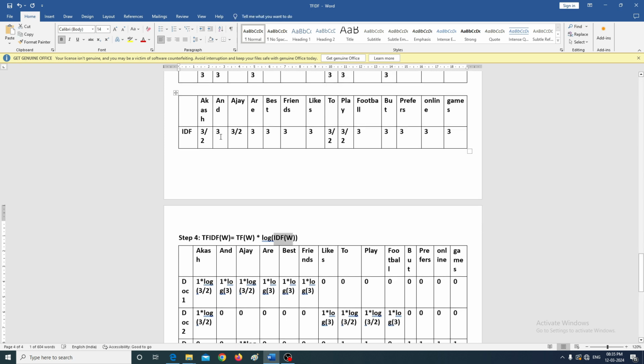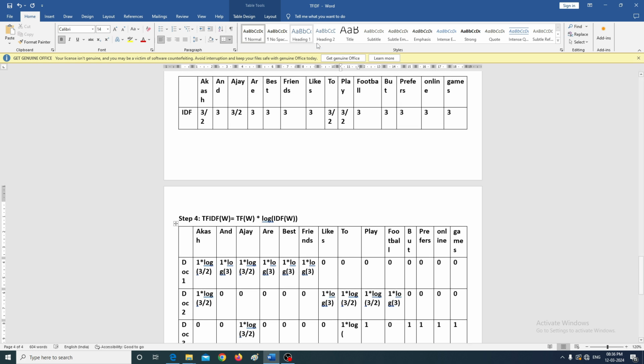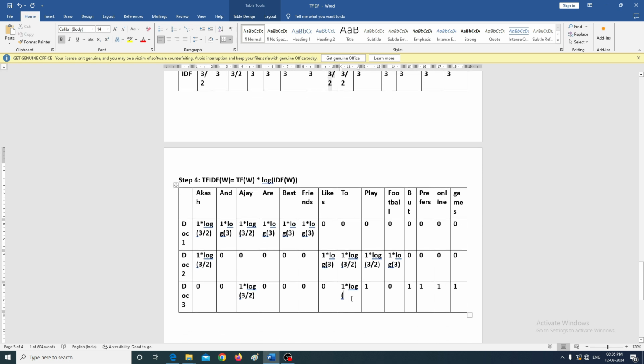IDF of Ajay word is 3 by 2. So 3 by 2 I am placing here. And I am not going to calculate these TF IDF words, because it would be 0. And next I am going to calculate the TF IDF for the 2 word. So 1 is the term frequency for the 2 word, and 3 by 2 is the IDF for the 2 word. So here the 3 by 2 I am placing here.